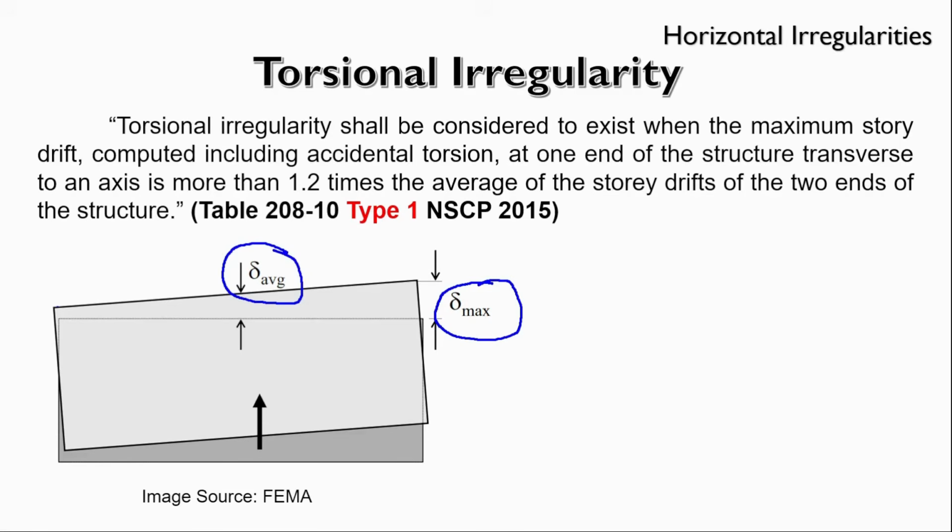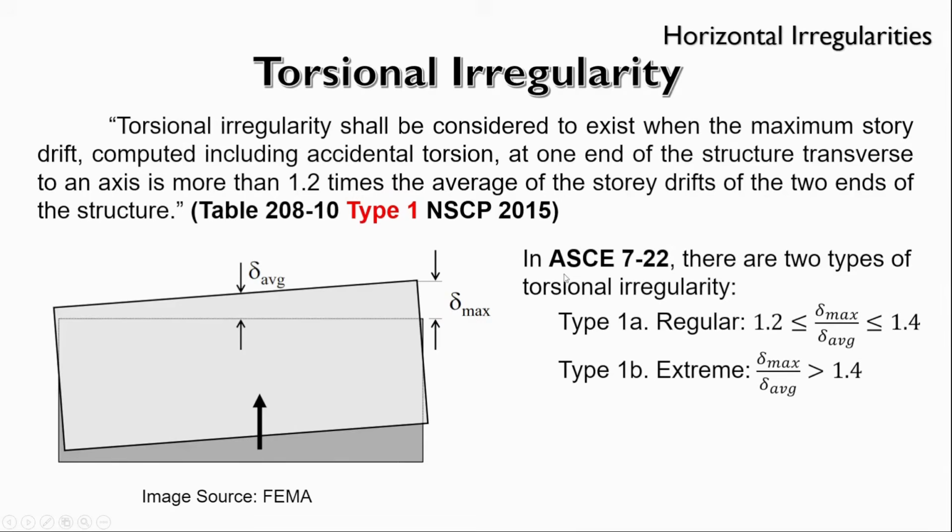The average is just the average of the maximum story drift and the minimum story drift. That's why we call it the average story drift.